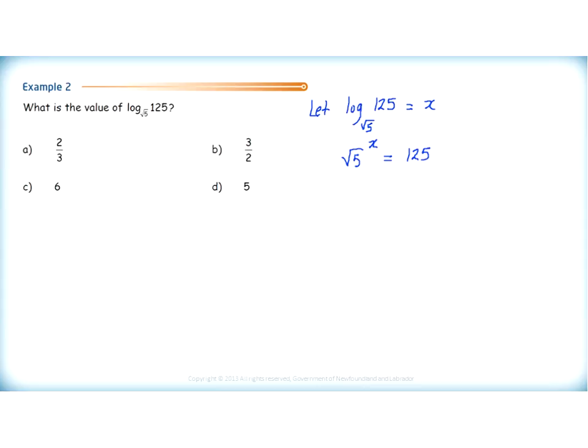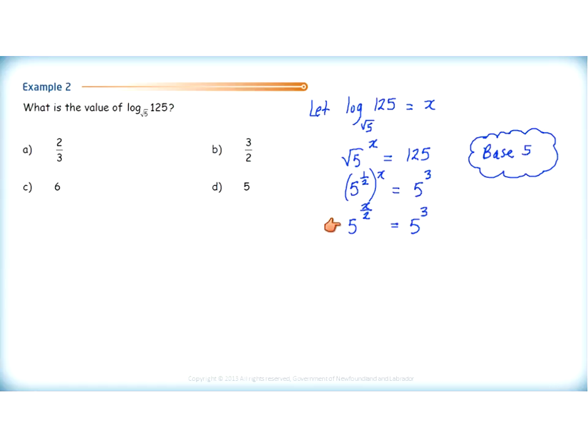In the back of my mind, I'm thinking that both sides of this equation could be written with a base of 5. The square root of 5 is the same as 5 raised to the power of a half, raised to the power of x. 125 is the same as 5 cubed. On the left side, you can multiply those exponents since you have a power of a power. So we have 5 to the power of x over 2 is equal to 5 raised to the power of 3.